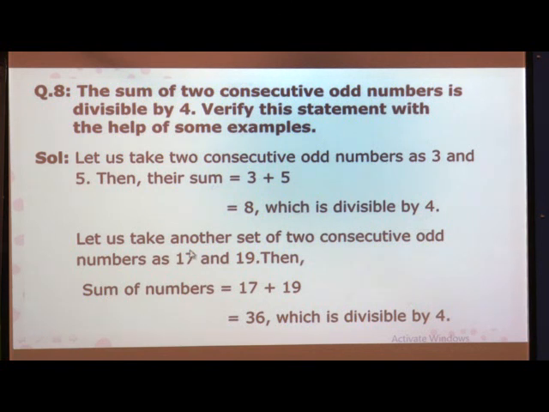Let us take another set of 2 consecutive odd numbers, that is 17 and 19. Then find the sum of these 2 consecutive odd numbers. 17 plus 19 is 36. 36 is again divisible by 4. So we have verified this statement. The sum of 2 consecutive odd numbers is always divisible by 4.